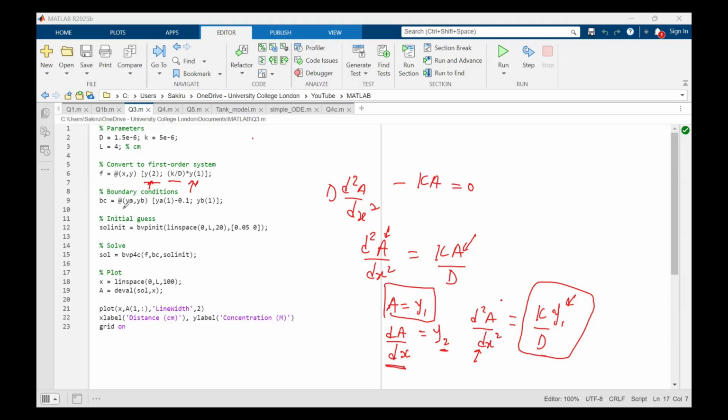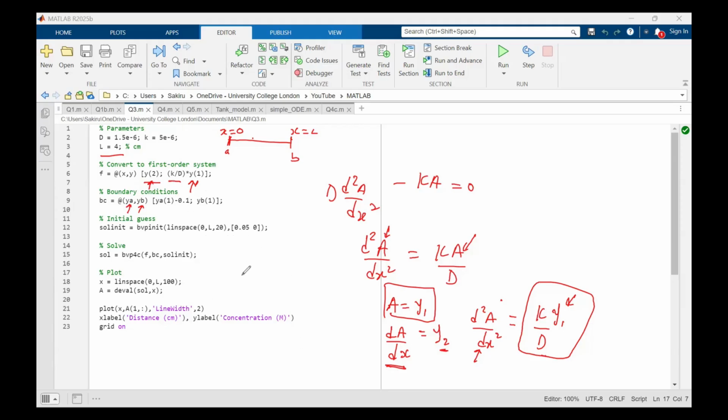Then the boundary conditions are similar. You have YA and YB, which is basically a way of defining the boundary at the inlet and the exit. At the inlet, x is 0, and at the exit, x is equal to the full length of the tube. The way MATLAB will accept the boundary conditions is to write everything equal to 0, so we'll have to write them in that form.